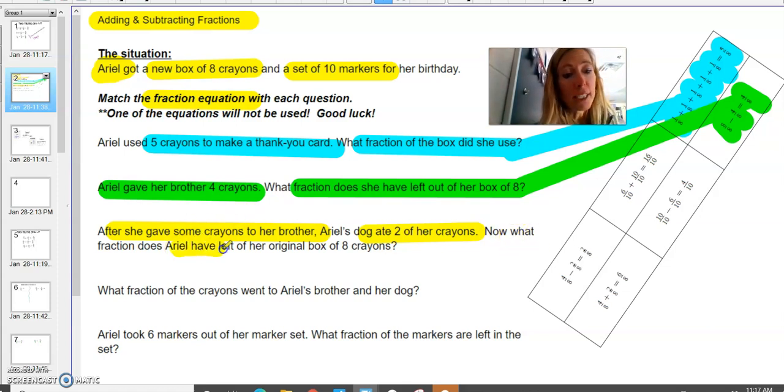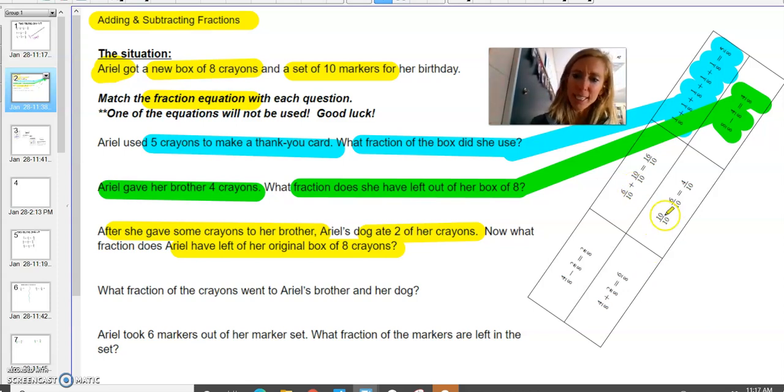Now, what fraction does Ariel have left out of her original box of crayons? Does she even have any crayons left? Poor Ariel. Okay, check it out. We have 4 equations to choose from here. Pick one, write it down, pause the video. All right, here we go.